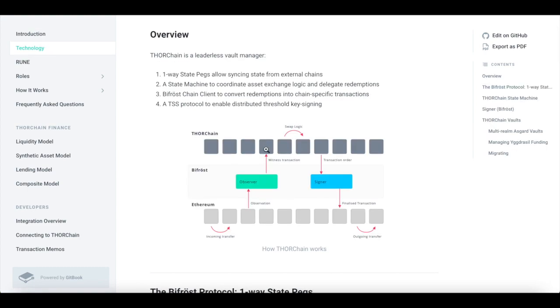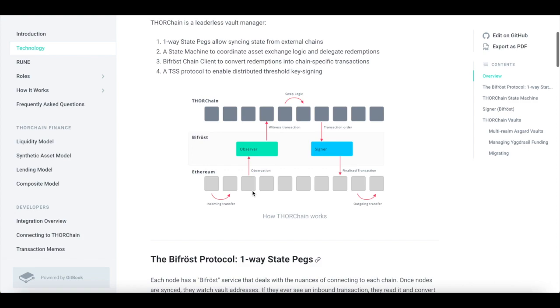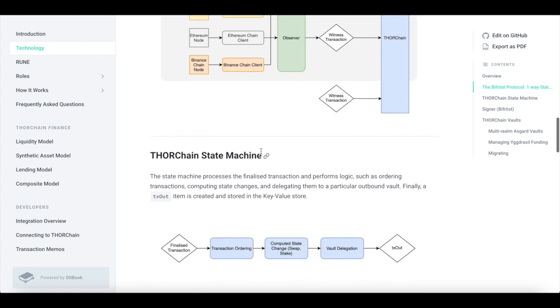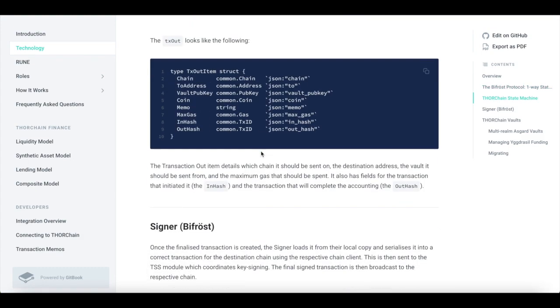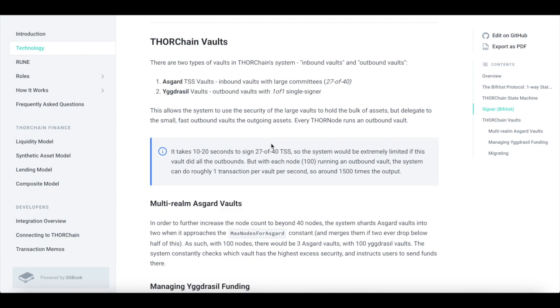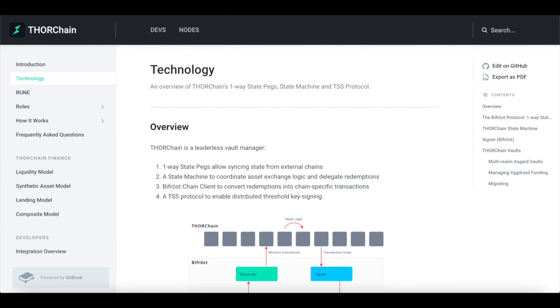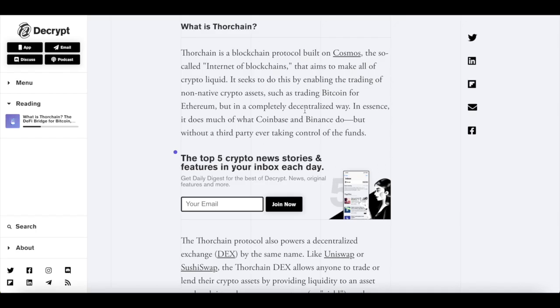Now, as for the technology side of things, it goes into more detail on how the leaderless vault management works. They go into some more direct information, and it can get a little bit complicated for the everyday person. But at the end of the day, this is more for developers to understand because they're the ones who are building these systems. So if you don't understand what THORChain is as a regular everyday person, I find it interesting to always understand this from the platform itself and from an outside perspective, how it's written by the publishing media.